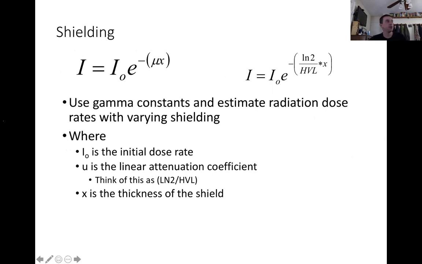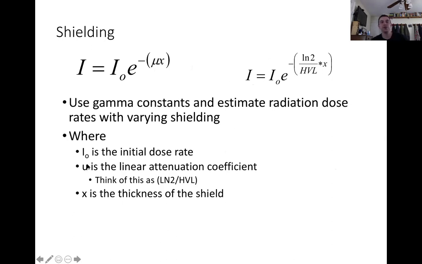We did shielding and attenuation of radiation. So this is where the gamma constant comes into play. And then in conjunction with the number of shielding, it's similar to the decay equation, but you have this mu in place of lambda, and the mu is the attenuation coefficient, the linear attenuation coefficient, which is natural log 2 over the half value layer versus natural log 2 over the half life. So there's a lot of similarities there.